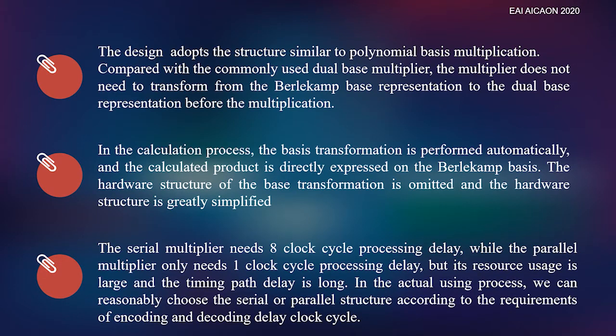Third conclusion. The serial multiplier needs 8 clock cycles of processing delay, while the parallel multiplier only needs 1 clock cycle of processing delay, but its resource usage is large and the timing path delay is long. In actual use, we can reasonably choose the serial or parallel structure according to the requirements of the encoding and decoding delay clock cycle.